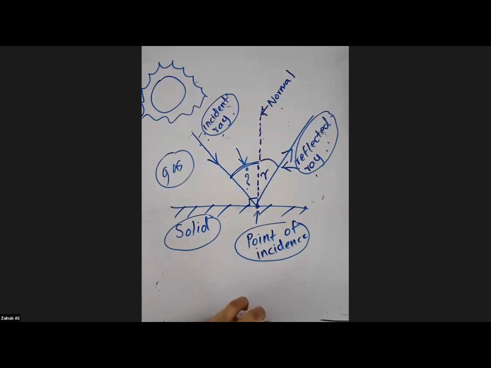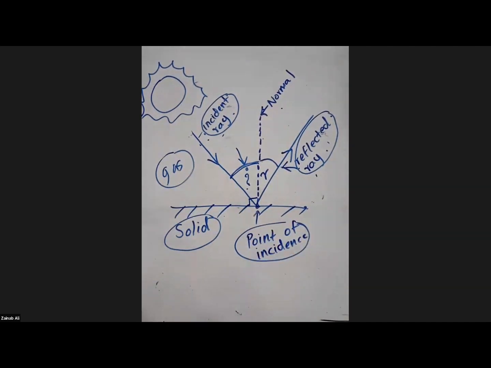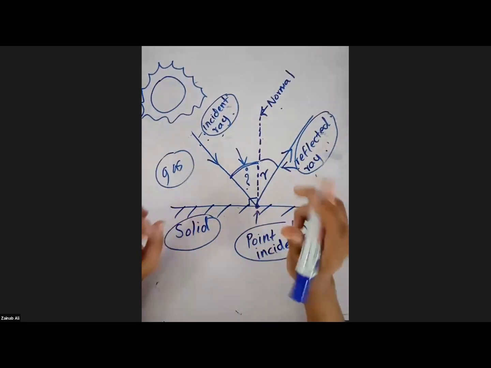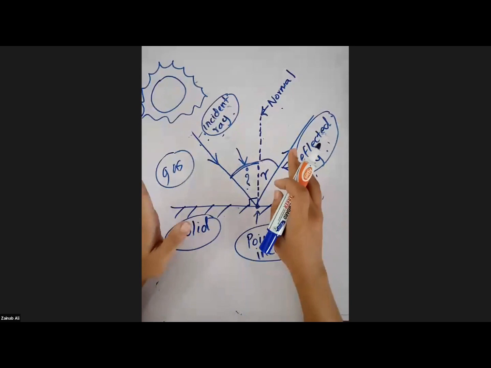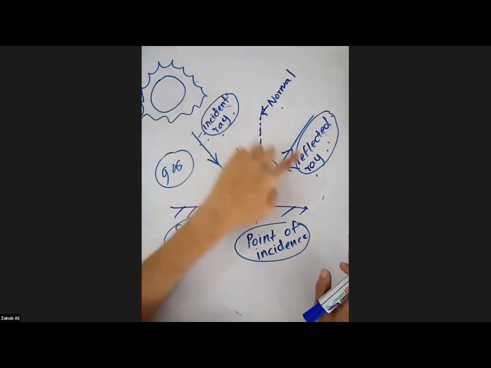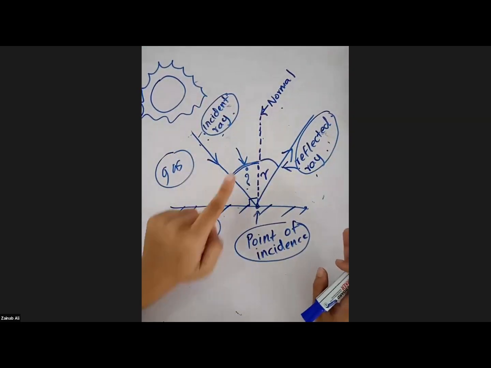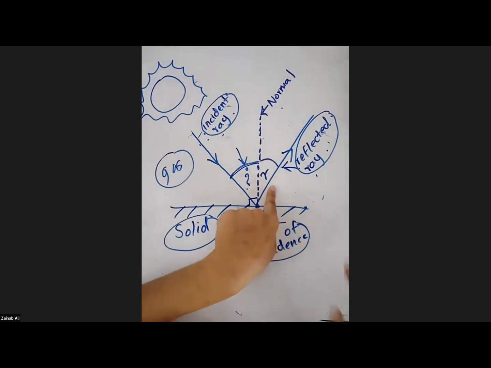Okay, so that's all, right? Now I will be teaching you what is known as reflection. Let's study reflection. We have studied all this: the incident ray, the reflected ray, the normal, the point of incidence, the angle of incidence, and the angle of reflection.